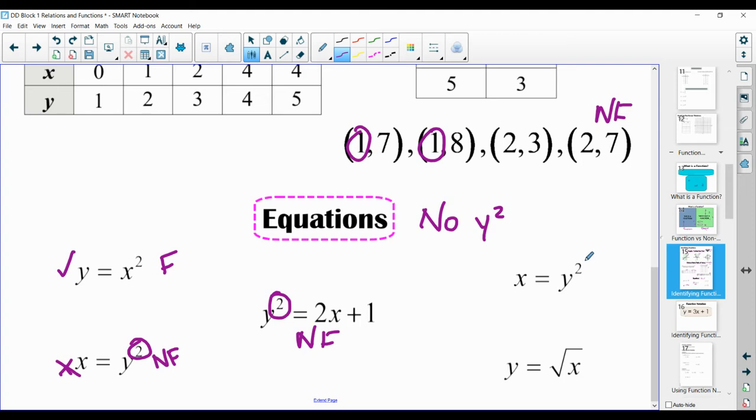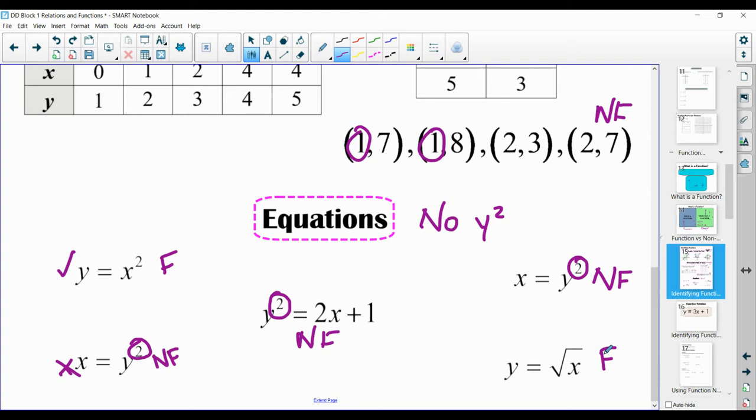X equals y squared. Again, we don't want any y squareds. This is not a function. And then y equals square root of x. This is good. It is a function. And so if you wanted to test these out, you could graph them on your calculator and see if they pass or fail the vertical line test.